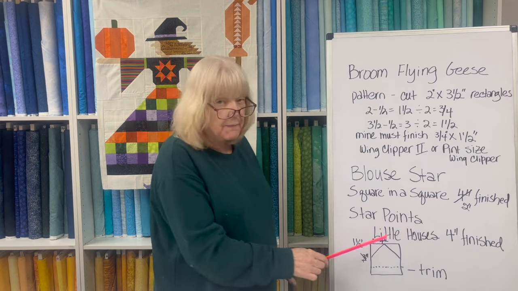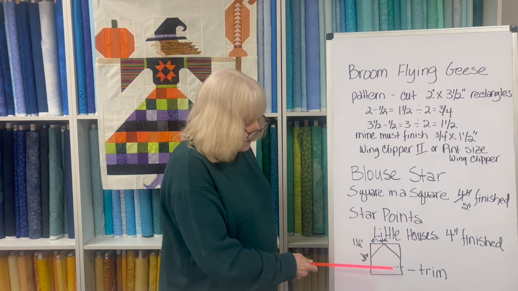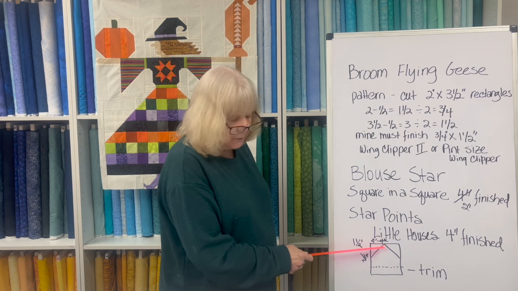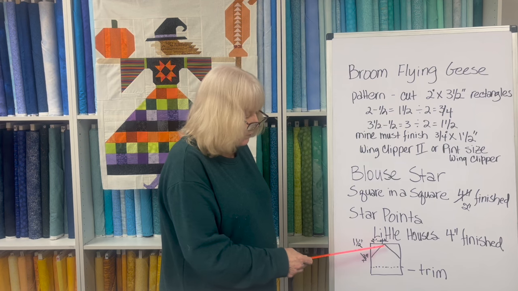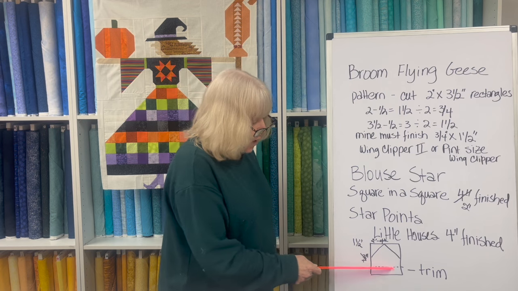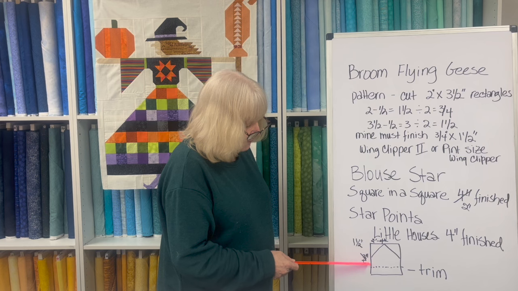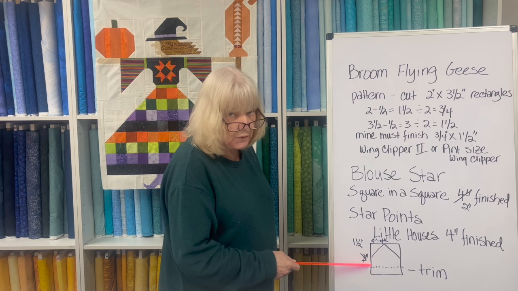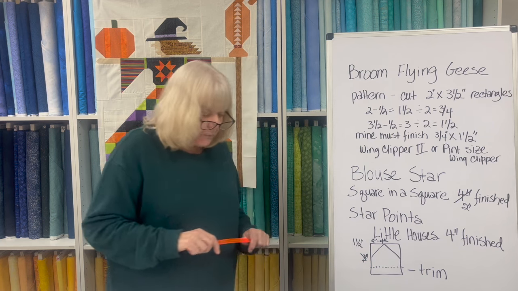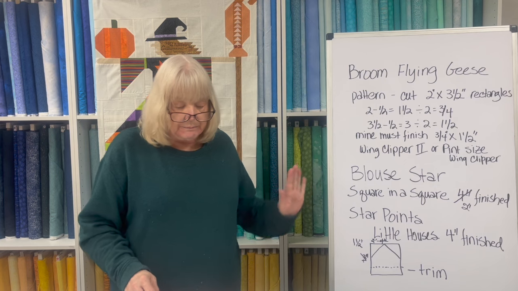So I make my little houses 2 inch finished, and then after I trim this to make sure that this is correct, with my Square in a Square ruler, not my Wing Clipper ruler, I trim off the excess to make this 1.5 instead of 2-inch finished. So that's how I did the math for this.